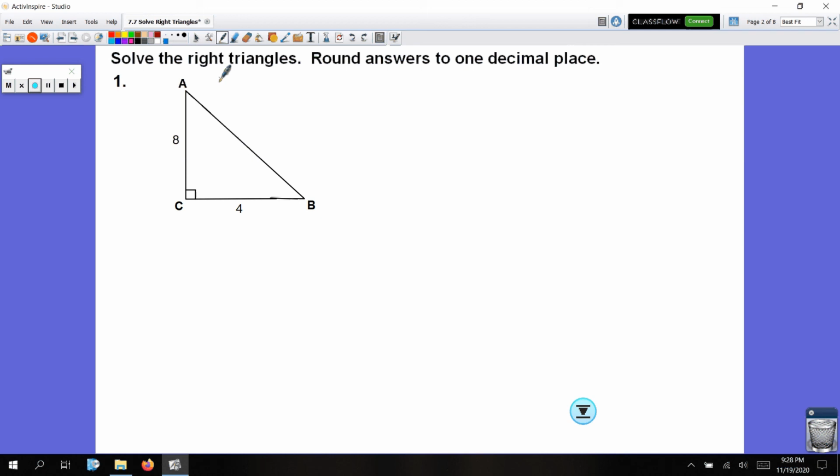Now we're going to solve this right triangle. First off, we need to find the length of AB. Again, this is a right triangle, so we can still use the Pythagorean theorem. That's totally fine, right? 4 squared plus 8 squared equals, let's just call this x squared, right? 16 plus 64 equals x squared. Oh, why did I write 8? Because I'm silly. 64 plus 16 is 80. That is equal to x squared.